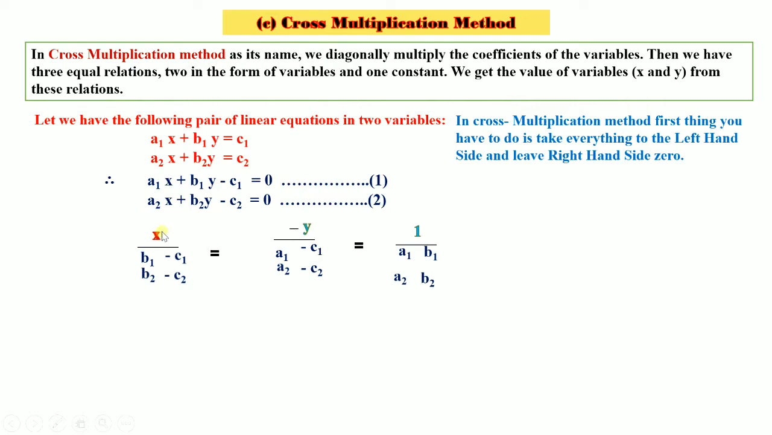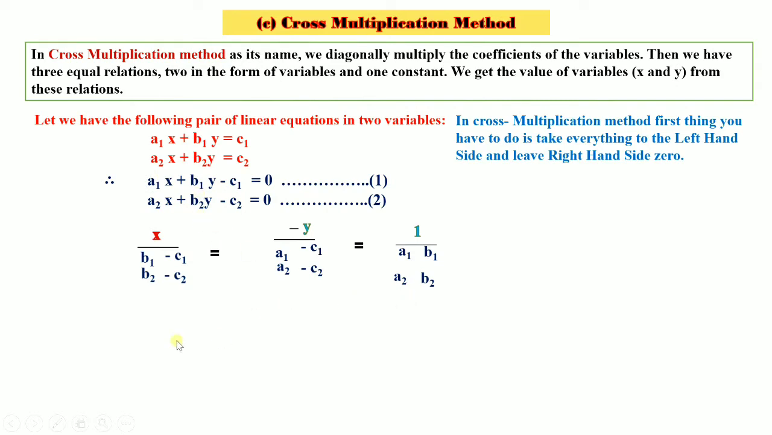First variable you will be writing positive, that is x, second variable with a minus sign, y, and third is the constant, upon 1. When you are writing x, you will not be taking the coefficient of x, you will be writing the remaining coefficients, that is b1, b2, and minus c1, minus c2. When you are writing for y, you will not be taking this b1 b2, you will be taking a1 a2 and minus c1 c2, and as you have constant 1, you will not be taking minus c1 and c2, you will be taking a1 a2 and b1 b2.